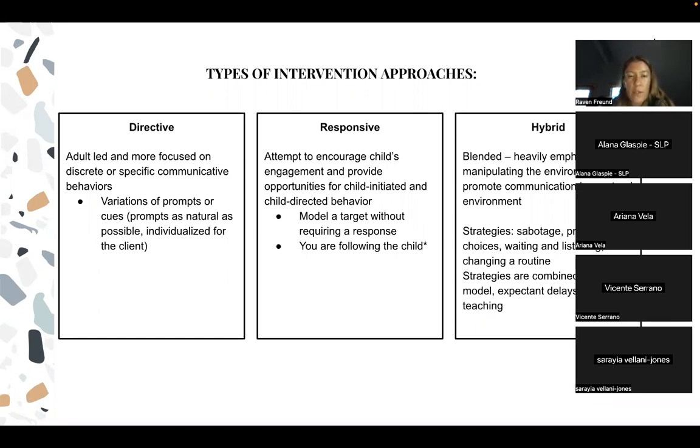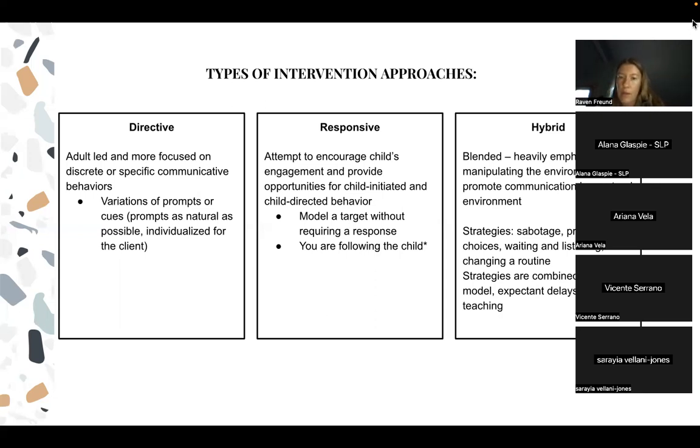This is when you're attempting to encourage a child to engage and you're providing opportunities for the child to initiate and the child to direct the behavior. So modeling a target without requiring a response would be like, if a child is reaching for something, you would say, oh, juice, you want more juice, or you're saying juice, please. And that's not requiring any response from them. You're still giving them the juice. You're following the child's lead with that.